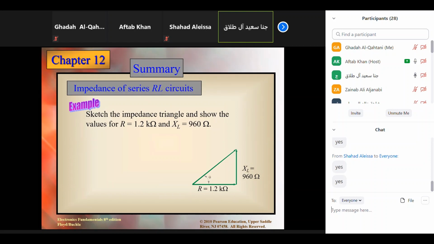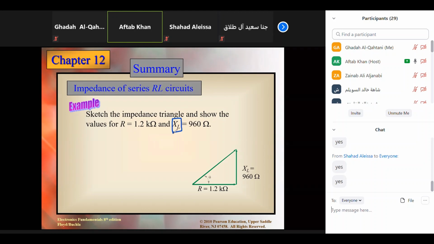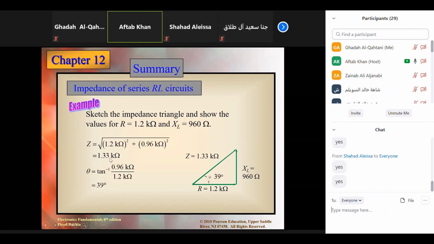Doctor, yes. Here he didn't say that this is an RL circuit. How am I supposed to know? You will know by looking at this. Oh, okay. XL and XC will tell you. Okay, so this is the way, and theta we can calculate this way, and this is my final answer.